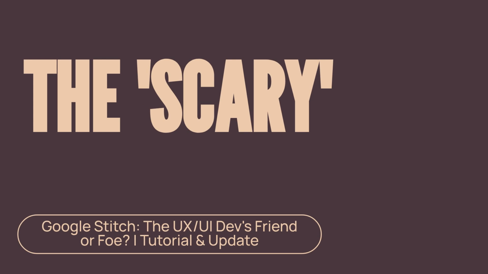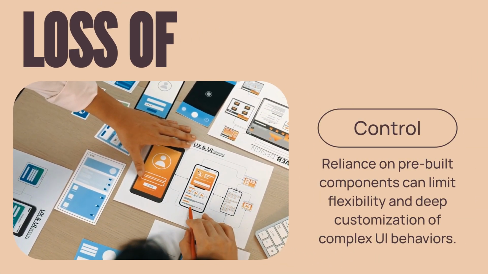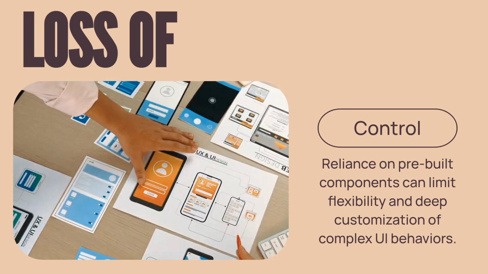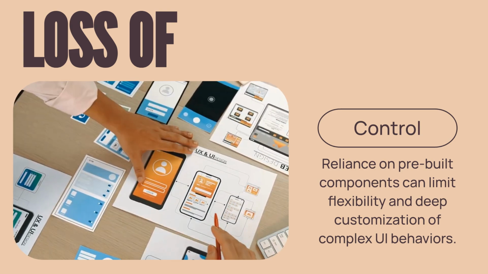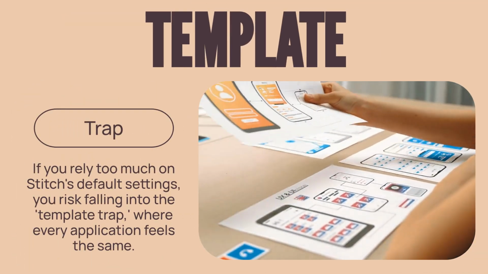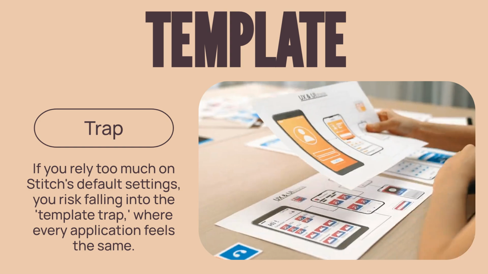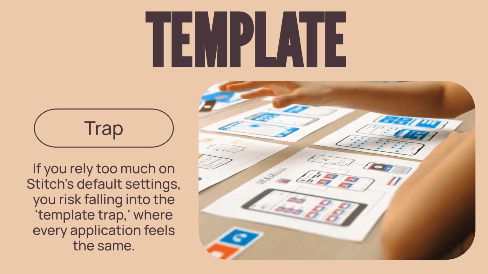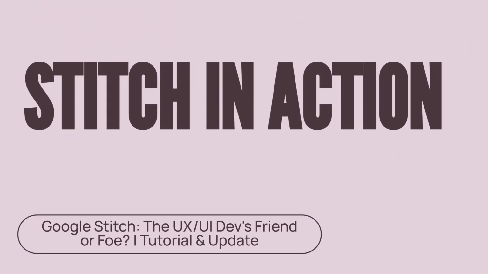Now, for the part that might keep some of us up at night, the scary side of Google Stitch for the detail-oriented UX/UI professional. The main concern is a potential loss of control over custom interactions. When a tool abstracts away complexity, it sometimes abstracts away the ability to fine-tune unique user interactions that define truly exceptional UX. There are implications for highly specialized UI design. We call this the template trap. If everything is easy, will we lose the motivation or necessity to build those truly unique, custom interfaces that set experiences apart?